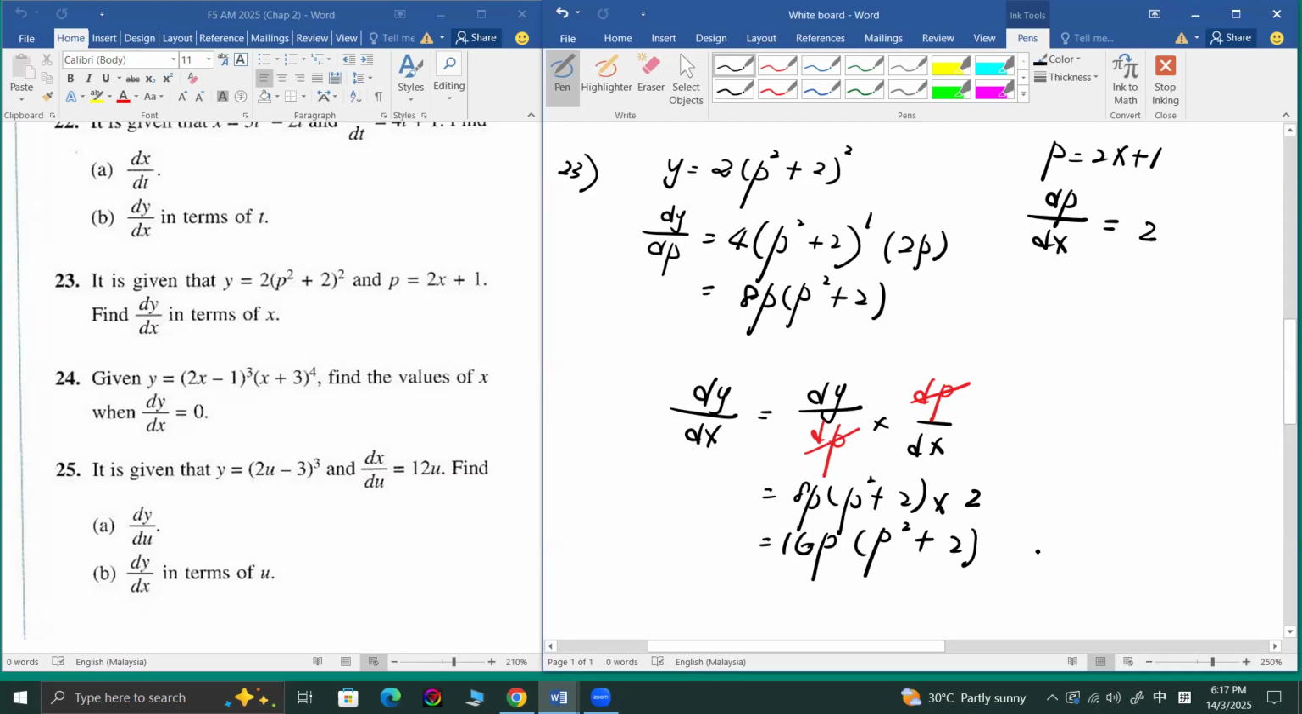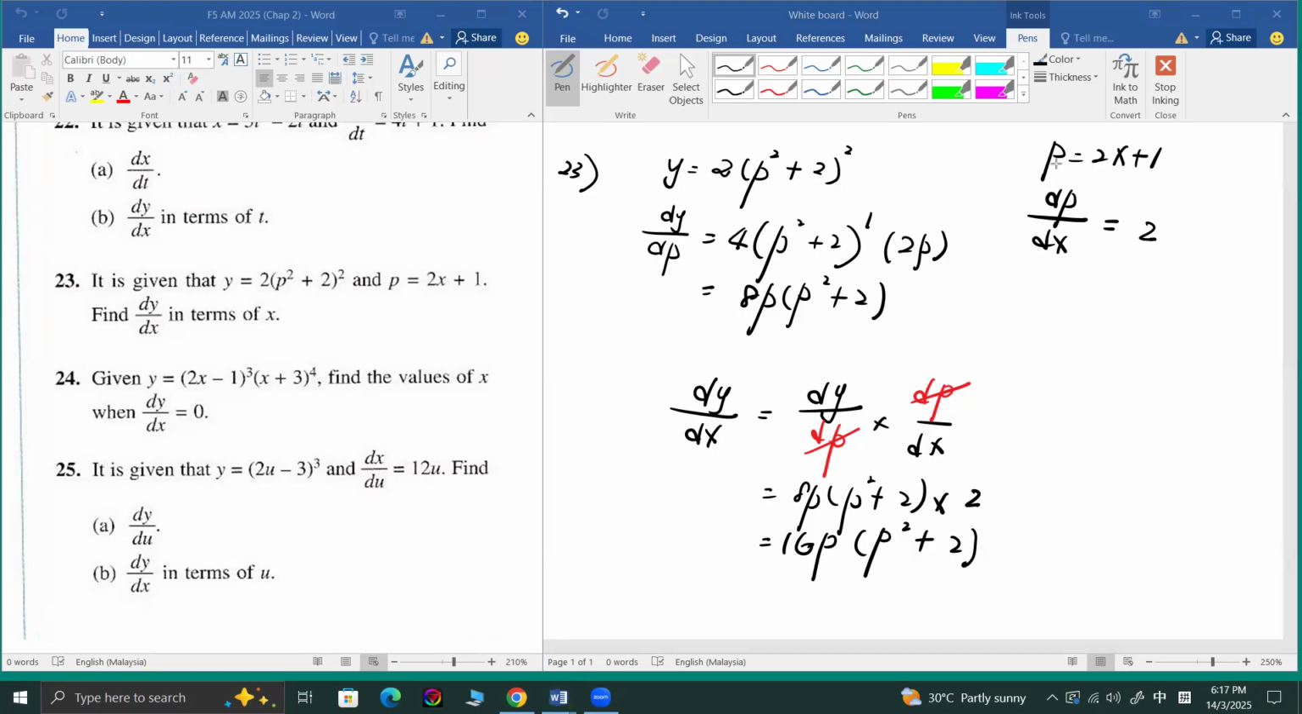Done or not done, class? Read the question carefully. If I ask you to find dy dx in terms of p, it means done. But look at the question. What I want here is dy dx in terms of x, not in terms of p. If in terms of p, until here is done. Now the problem is, it's not in terms of p. So the next step is to make it in terms of x.